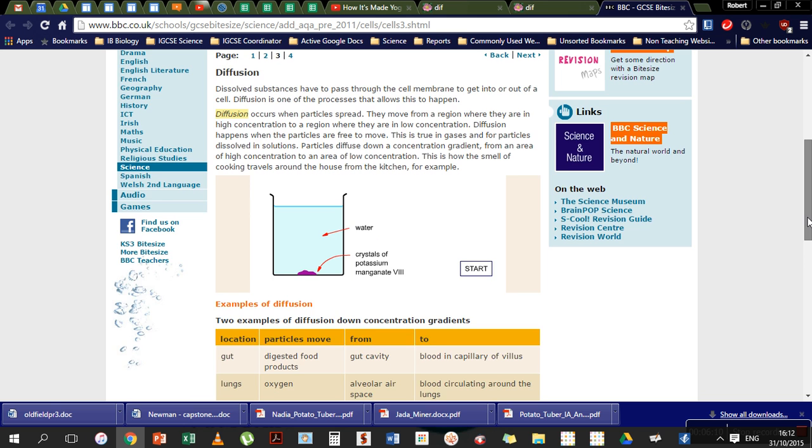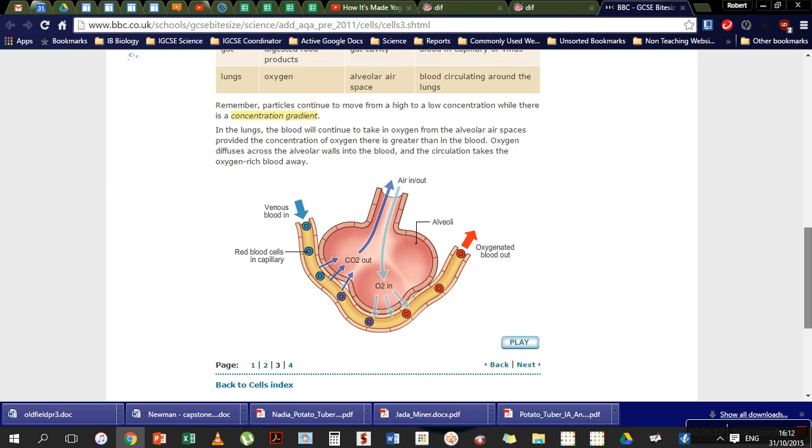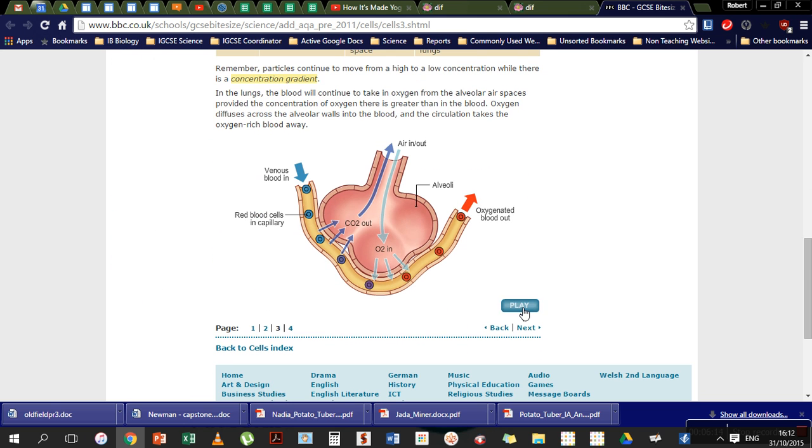I can show you on this a little brief animation of how that happens. Okay, so the venous blood comes in, CO2 moves out, oxygen moves in, and the blood quickly moves away. Really, really important. So you can see that diffusion and how quickly it's happening.